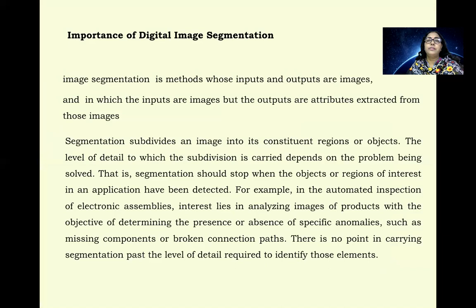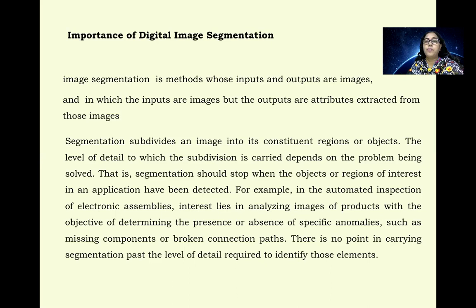Image segmentation is a category of methods whose inputs are images but whose outputs are attributes extracted from those images. Segmentation subdivides an image into its constituent regions or objects. The level of detail to which the subdivision is carried depends on the problem being solved. That is, segmentation should stop when the objects or regions of interest in an application have been detected.